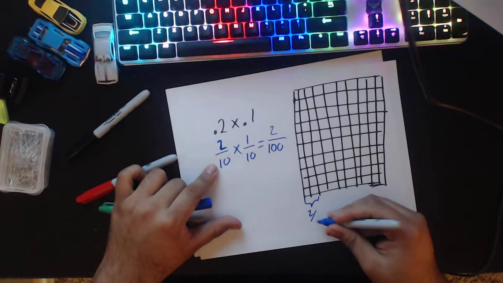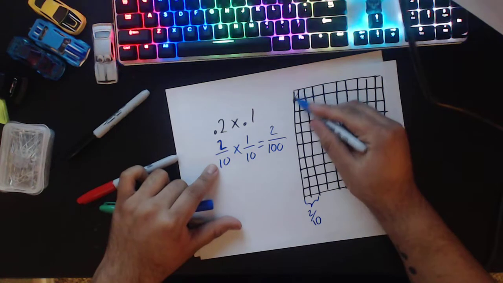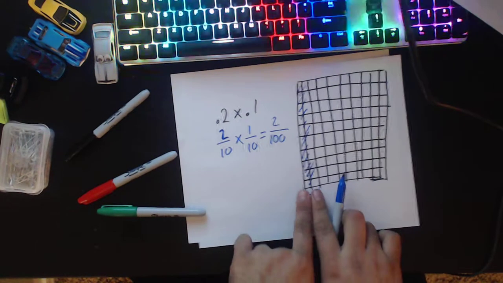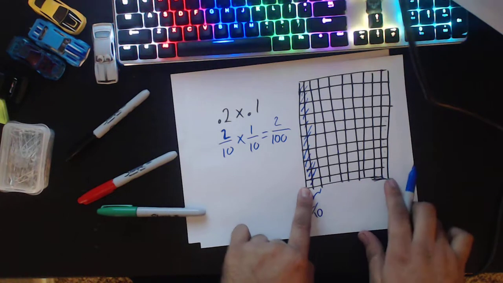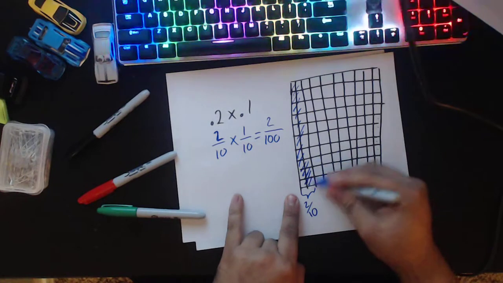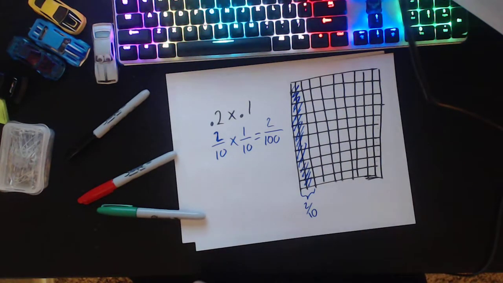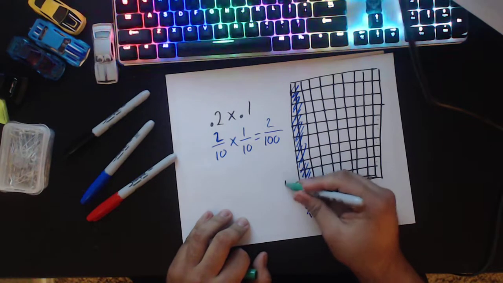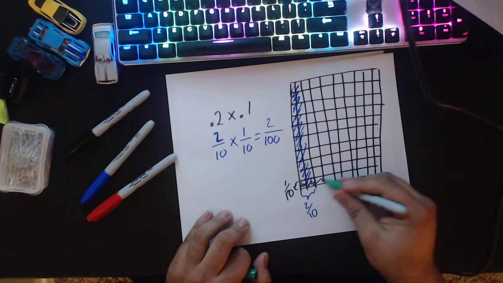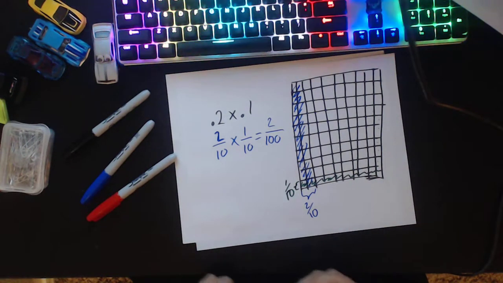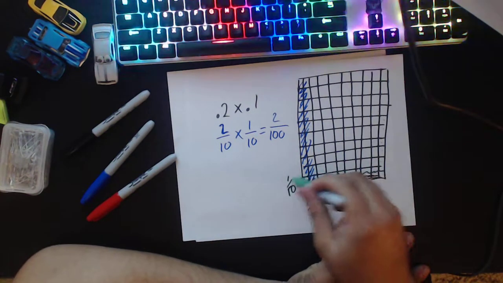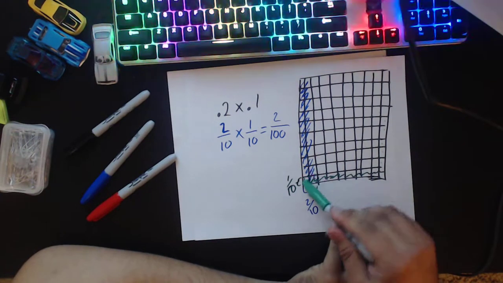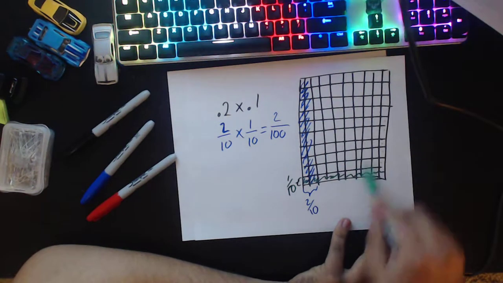Well, here is my .2. I'll show you why. When we're labeling, we're only labeling the rows when we're labeling from this side. So I have 1, 2, 3, 4, 5, 6, 7, 8, 9, 10. I have 10, and I'm going to shade in 2. Now I'm going to label and model my .1. So I'm only going to shade in this many. That represents my .1, because going this way in columns, we have 1, 2, 3, 4, 5, 6, 7, 8, 9, 10. And we have 1 shaded in. That is 1/10 of these 10 columns. And this is 2/10 of these 10 rows.